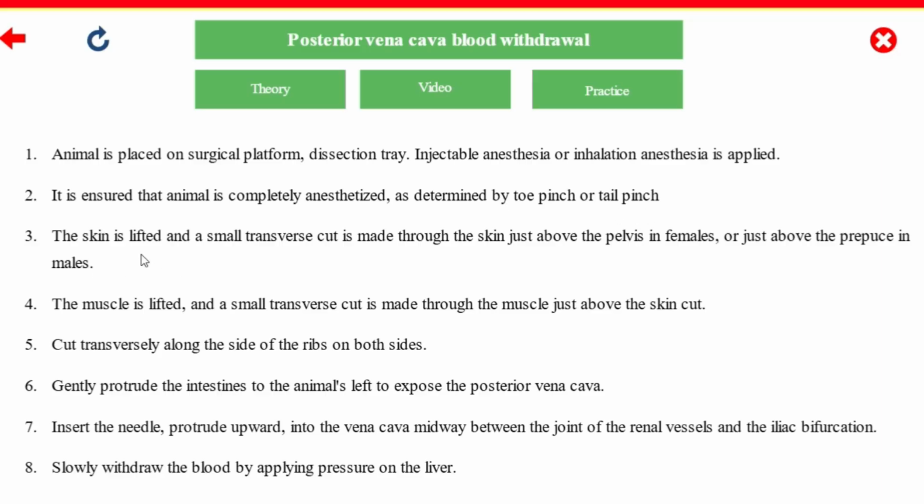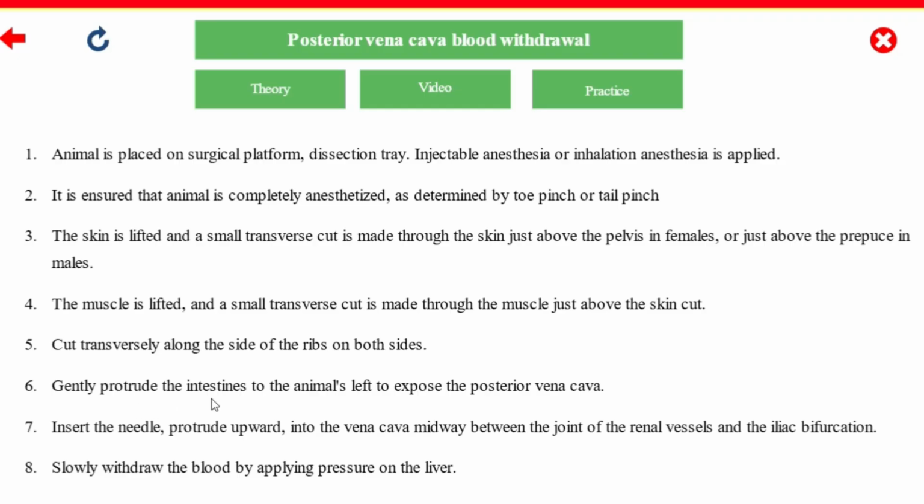The skin is lifted and a small transverse cut is made through the skin just above the pelvis in female, or just above the prepuce in male. The muscle is lifted and a small transverse cut is made through the muscle just above the skin cut, transversely along the side of the ribs on both sides.